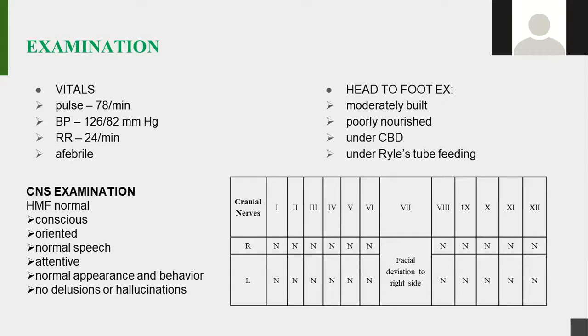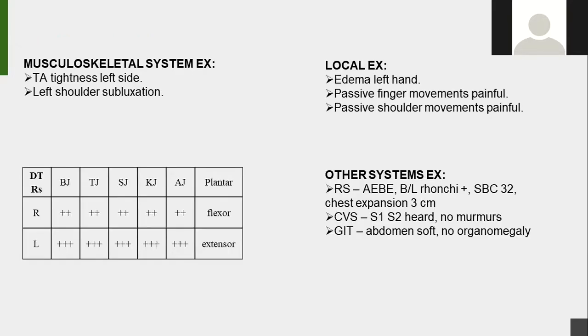Head to foot, he was under a Foley catheter with Ryle's tube feeding. And the CNS: the higher mental functions were normal, and the cranial nerves showed a facial deviation to the right side. Power, next slide. The power, when we assessed, the left upper limb and lower limb were of grade 0 power.